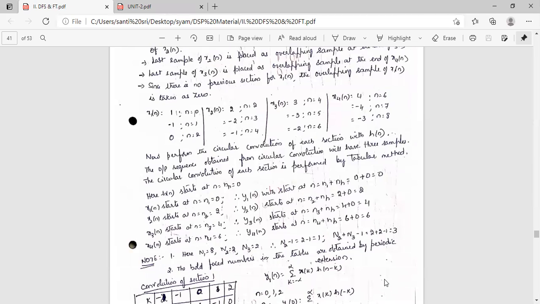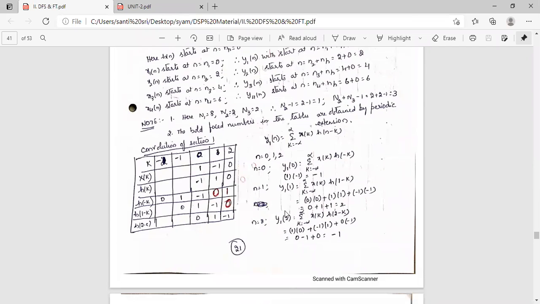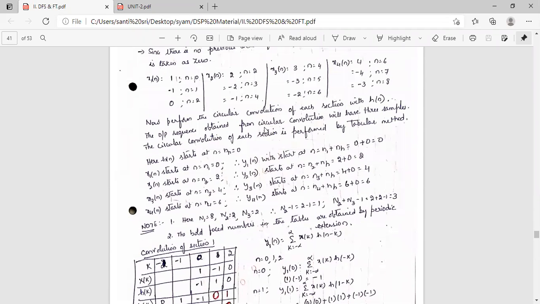Remaining everything is the same as in the previous method. Here also the length is 3 only, consisting of 3 points. Now we will do the convolution of each section individually: section 1, section 2, section 3, and section 4. First of all, we take these 3 values, y1 of 0, y1 of 1, y1 of 2, and we find these values. Similarly, for section 2, y2 of 2, y2 of 3, y2 of 4, these 3 values will be calculated.